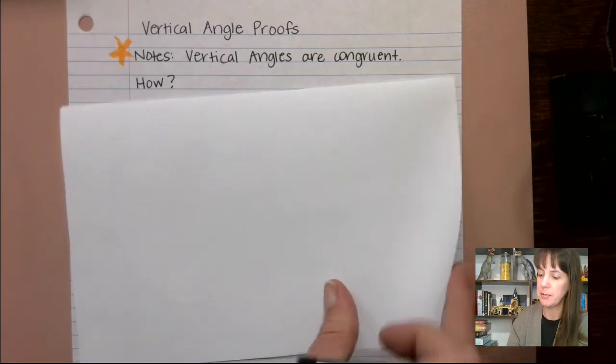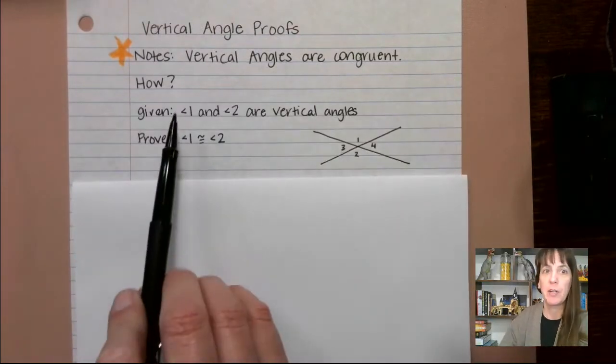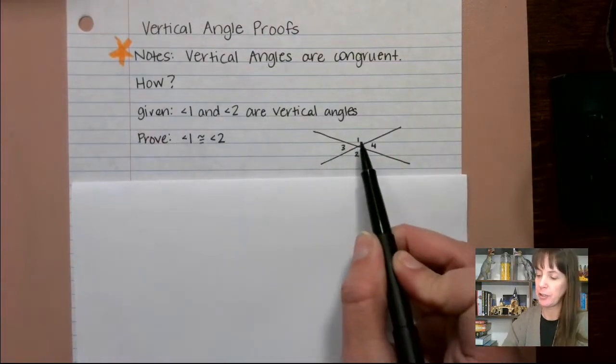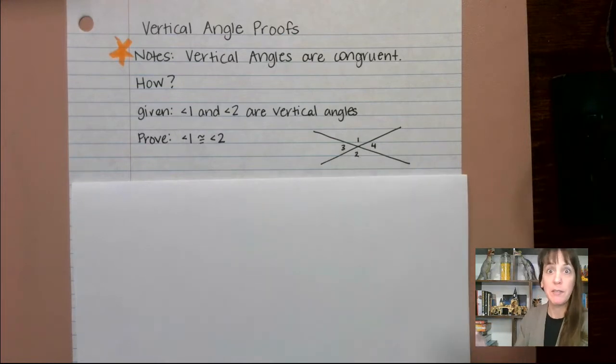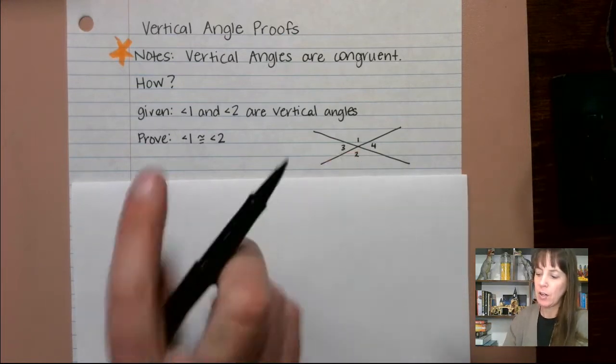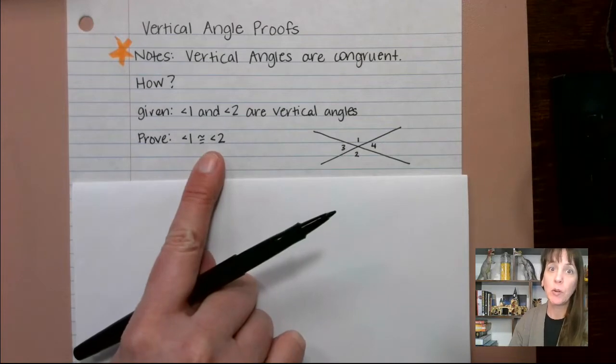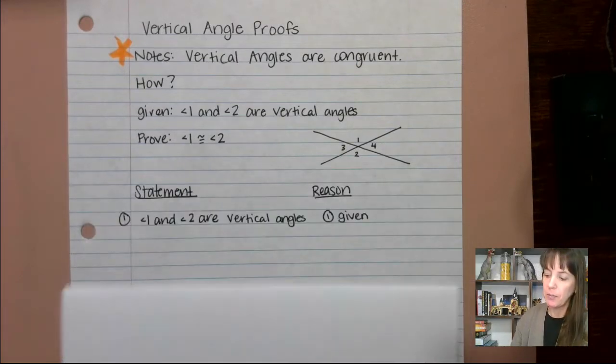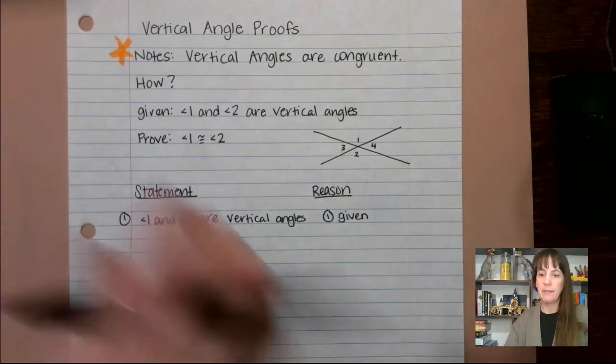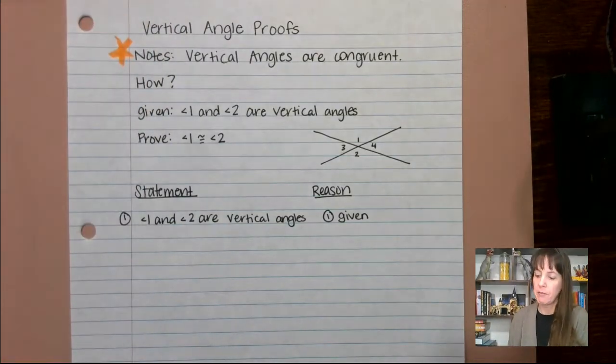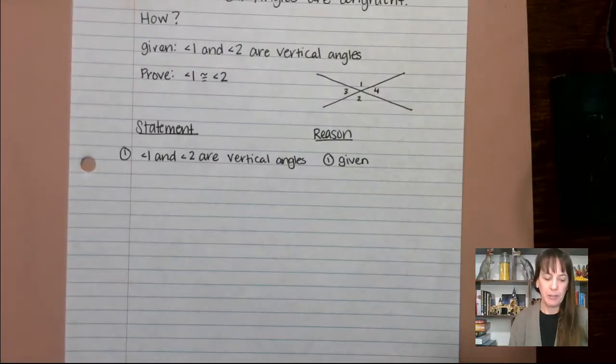The first thing we're going to do is talk about our proof here. We are given that angle 1 and angle 2 are vertical angles, and that is just a given for us. We are trying to prove then that angle 1 is congruent to angle 2. So first thing we break down is our given. We want to make sure that we've got angle 1 and angle 2 are vertical angles.